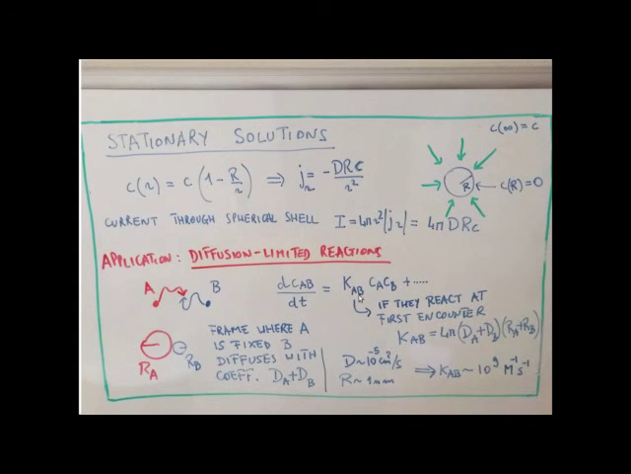So this reaction is described by some constant K, which multiplies C_A and C_B. Let's assume that they react at their first encounter. So this is a diffusion limited reaction, and I want to know what is the rate K_AB. All right, so I can use this result, and actually this result already tells me what this rate is.